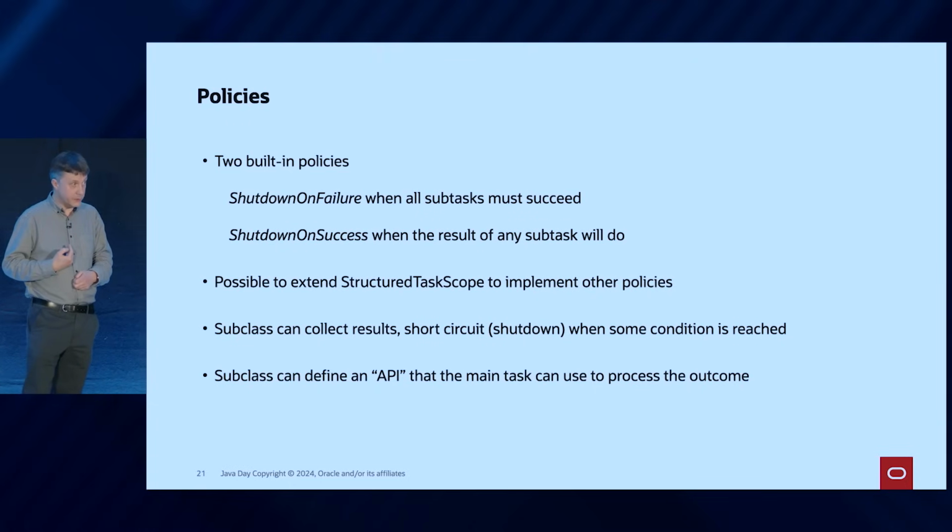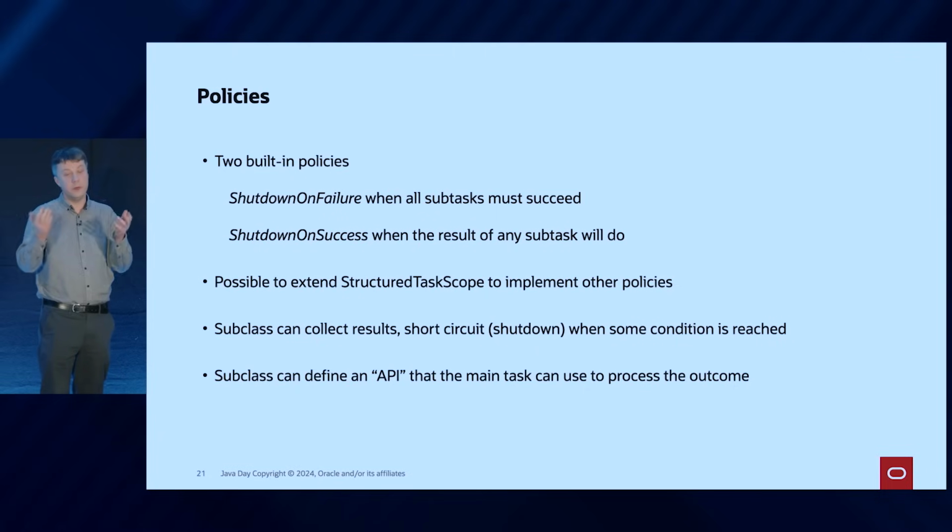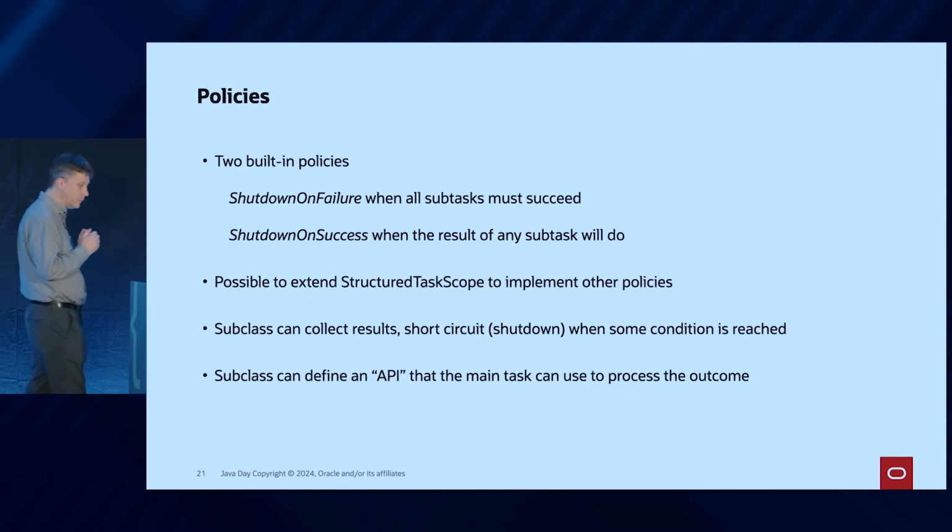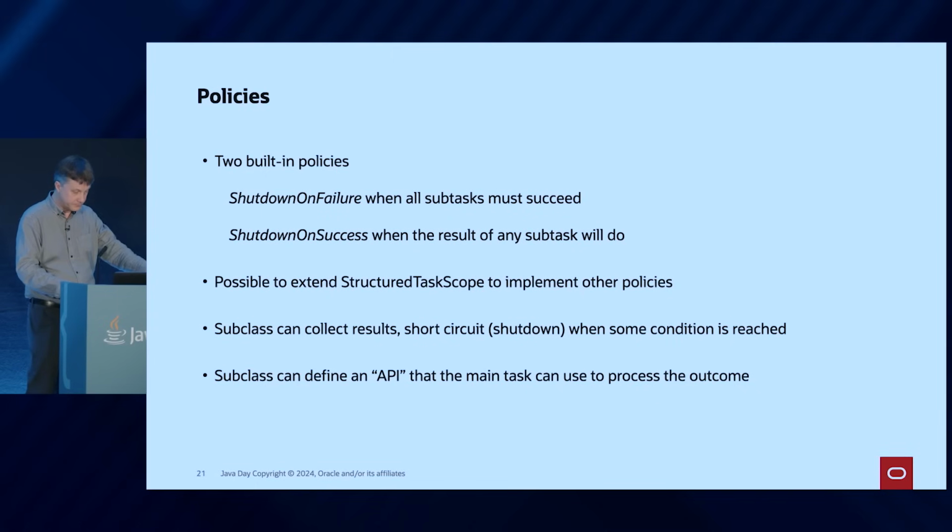The API shape at the moment is actually done through subclassing. We may be revisiting this, but the point is you can extend this and implement your own policy to maybe determine what the best short circuiting conditions are, to actually collect results. And importantly, the subclass defines the API to make available the outcome or the results or whatever it might be that the policy implements.